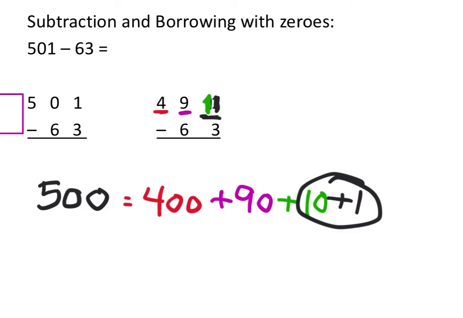So now that we have this, now we have enough to take away that 3 right there. I'm going to just focus on my 1's place value. That's 11 minus 3. So 1 finger up, 3 fingers down. 1, 2, 3. I got 8. Okay, so we're going to move this over here. Now in the tens place value, we got 9 minus 6, so 9 fingers up, 6 fingers down, and I get 3.